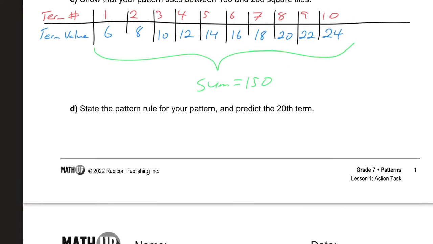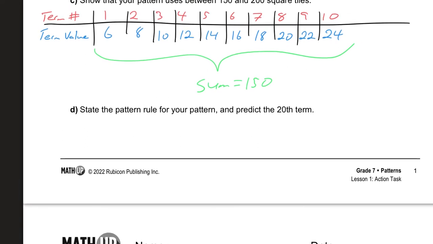All right, so the pattern rule would go like this. Start at 6 and add 2 tiles each time. As for predicting the 20th term, we could go back to our table of values and see what's in the 11th and the 12th and the 13th, but we run out of room and it takes a long time. I want to show you that there's an easier way to do this.